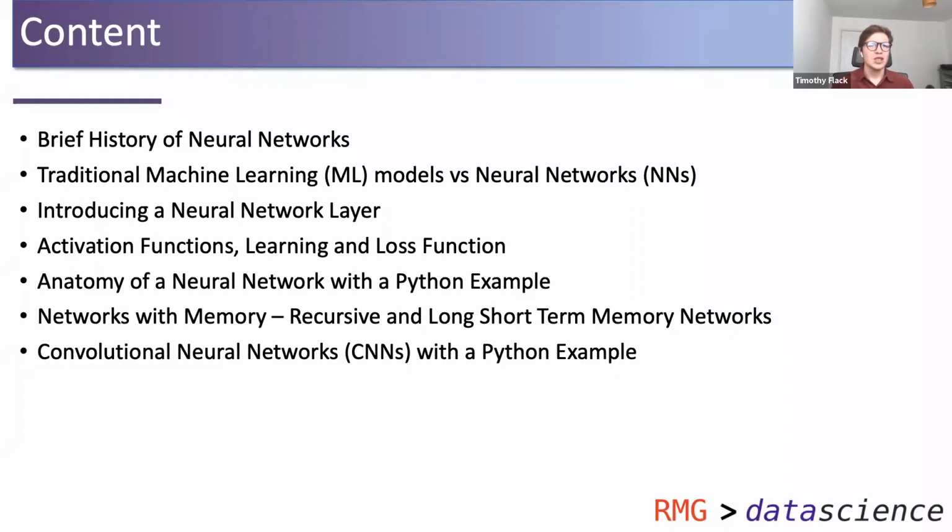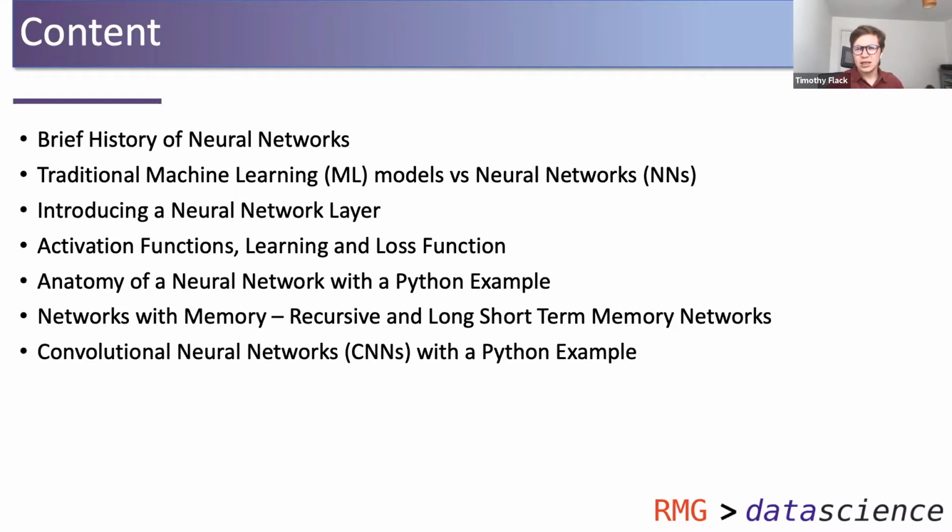Okay, so what we're going to go through today. The contents of today is I am going to go over a brief history of neural networks, a comparison of traditional machine learning models versus neural networks. We will further introduce what a neural network is and consists of, discuss some activation functions, some learning and loss functions, and then we will look at the functionality of a simple neural network and discuss that with a simple Python example.